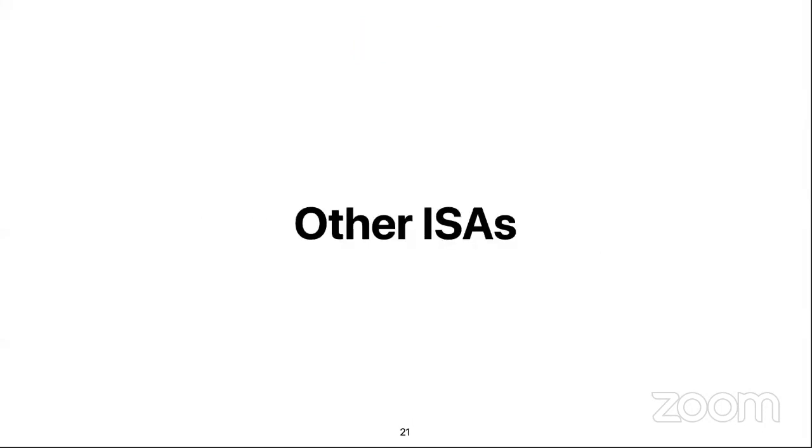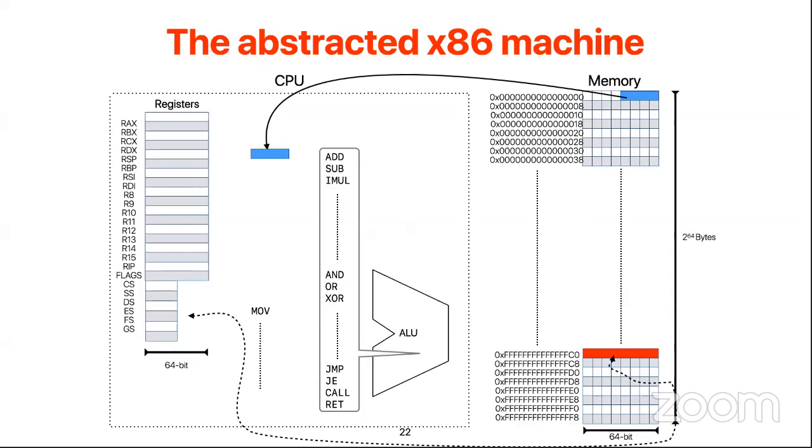But right now, I'm going to talk about another instruction set architecture, and with that we are going to conclude the instruction set architecture discussion for this class. So another instruction set architecture I want to introduce in the class is called x86. This is the abstraction of x86, the modern x86.